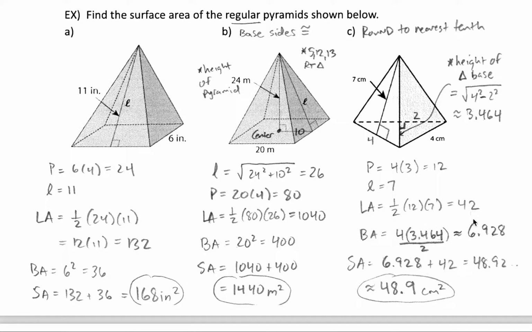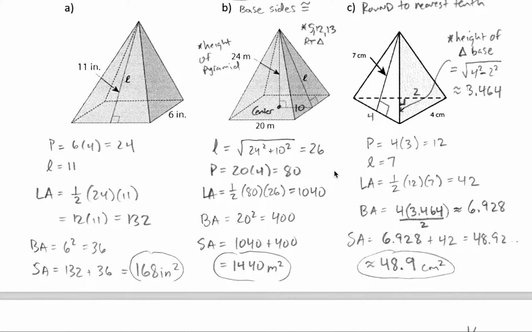We got our lateral area, we got our base area. Let's combine them, and that'll be our total surface area. We could round that to the 10th and make it about 48.9 square centimeters. So there's a few examples with pyramids, some square-based and triangular-based. If you know that slant height and a side length of your base, then you have everything you need to find the surface area.